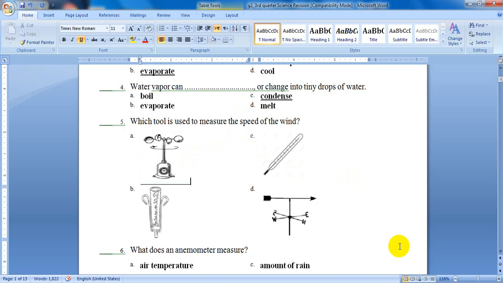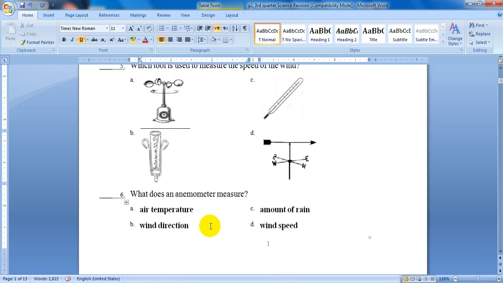Let's move to question number 6. What does an anemometer measure? Here, I guess it's the same question but in a different way. This one, what does it mean? Does it mean air temperature, wind direction, amount of rain, or wind speed? It's wind speed. What about air temperature? Which tool is used to measure it? We said it's a thermometer.